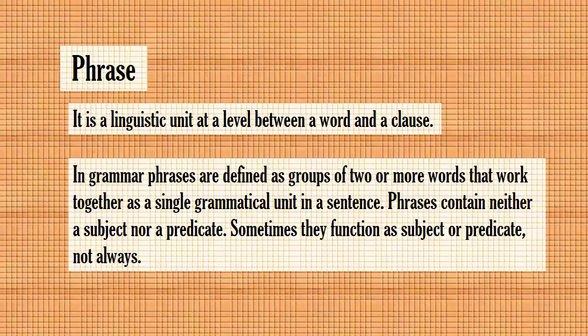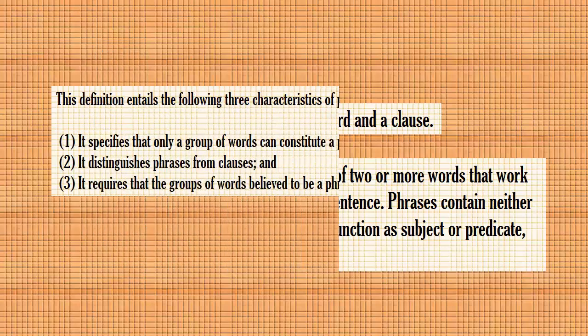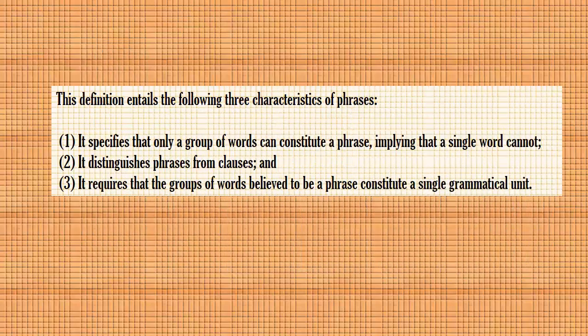In grammar, phrases are defined as a group of two or more words that work together as a single grammatical unit in a sentence. Phrases contain neither a subject nor a predicate. Sometimes they may function as subject or predicate, but not always. This definition, though for elementary classes, is perfect, but it has some points to be revised.